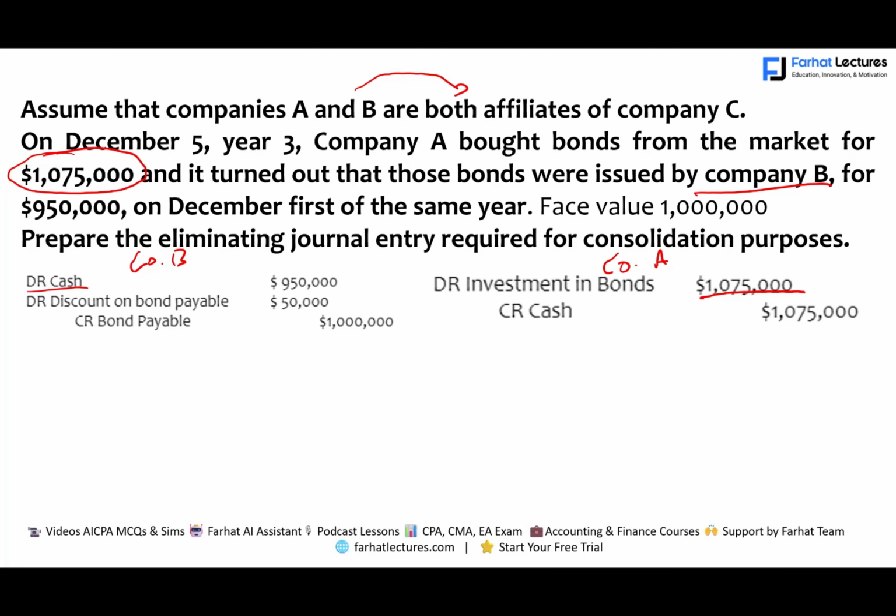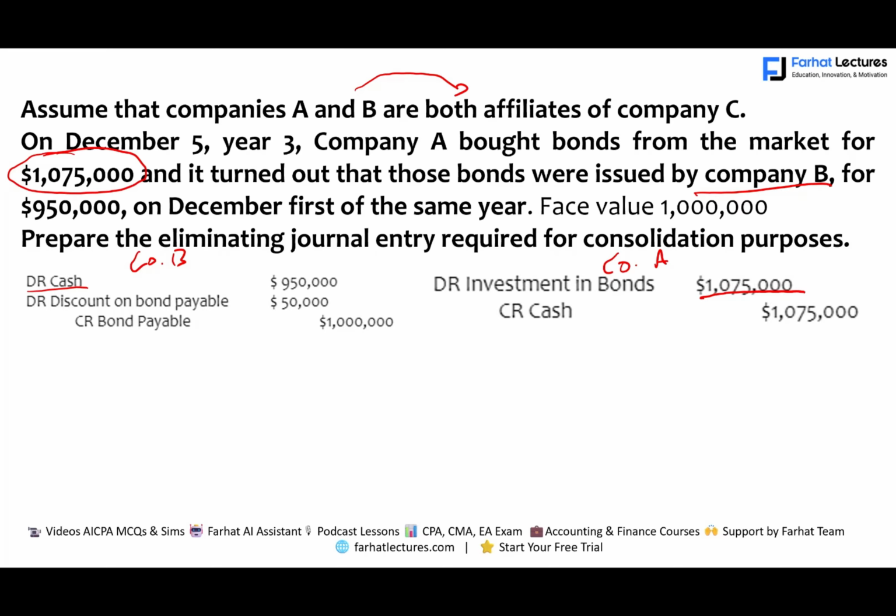And this could happen. Basically, company A did not communicate with company B and they happened to buy this bond in the open market and they paid that much. But why would the bond change in price that much? There must be a major change in interest rate. But again, we don't care about all these realities. We care about preparing the eliminating entries.